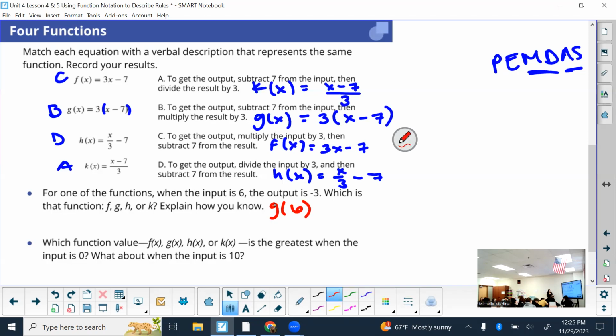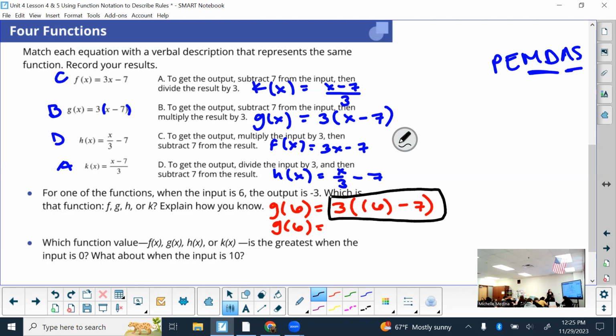If my input is 6, that means it needs to go anywhere that the x goes in the equation. So whenever you plug stuff in, use parentheses. I know sometimes it doesn't make a difference. And really, this whole part on the right side, you can put in your calculator and make your life a little easier. It'll do the order of operations for you. But they're not too bad. We can do them by hand right now. So parentheses first with 6 minus 7. And 3 times -1 is -3, so yes, g of x is the correct function to answer that.